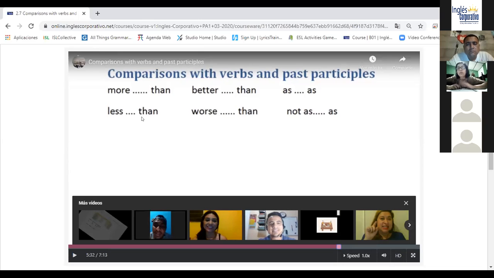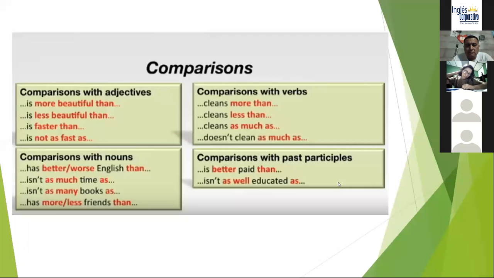All right. Okay, so just make sure that you understand that. Here, only the comparison with verbs is different. That's right. Yes, it is, Selena. Very good. So, like here, when we had the chart, this one right here, here is the difference.